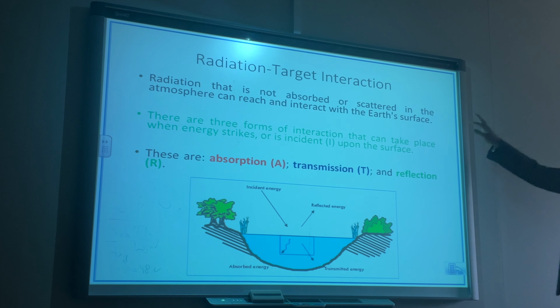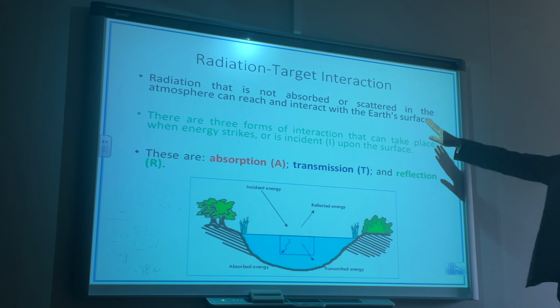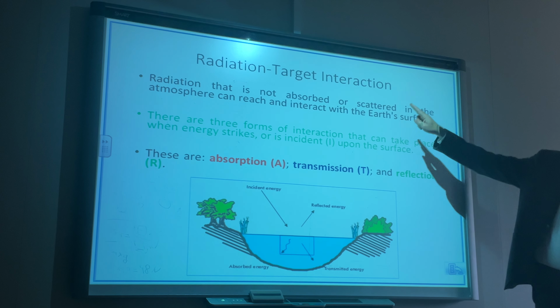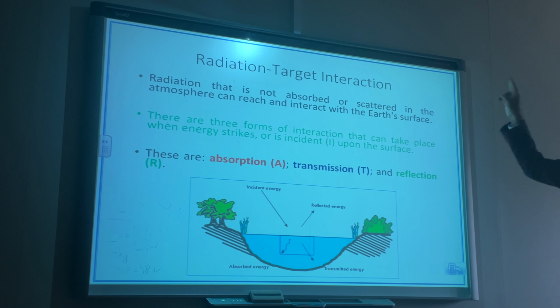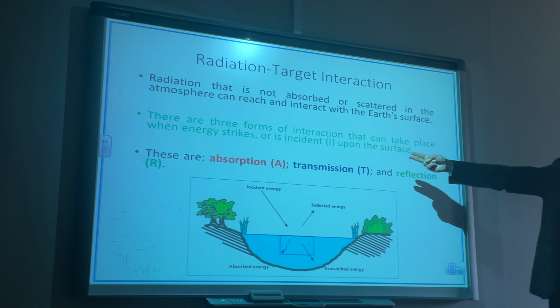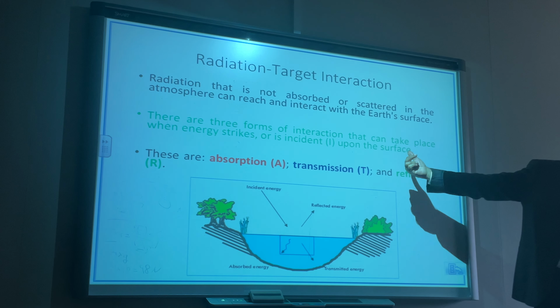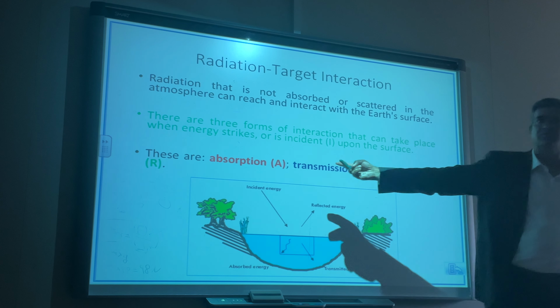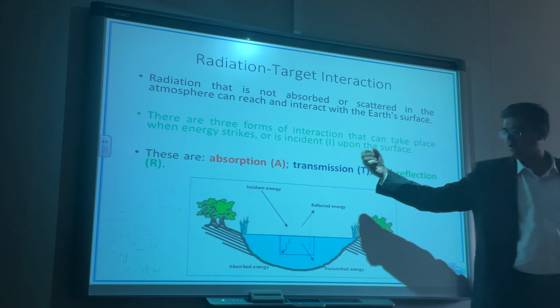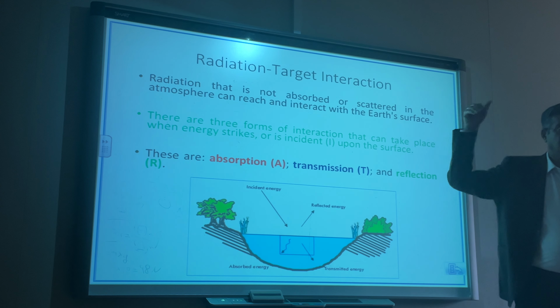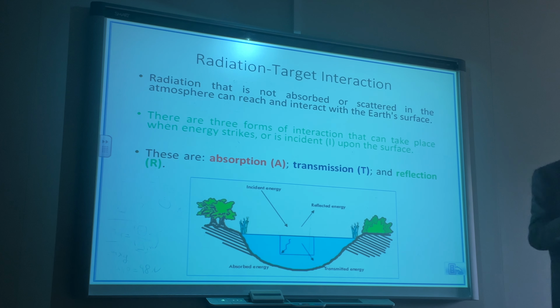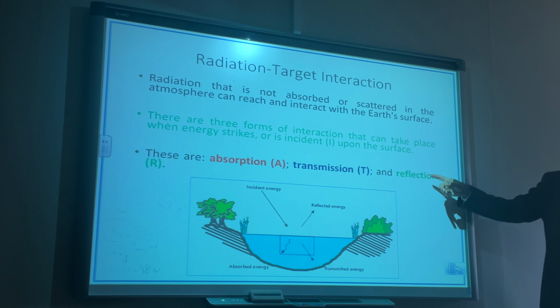Radiation that is not absorbed or scattered in the Earth's atmosphere can be transmitted through it, reach and interact with the surface of the Earth. Just this slide and then I will stop. There are three forms of interaction that can take place when energy strikes the surface. And what are the three forms? First one is absorption, it is absorbed. Second one is transmission, especially through a water body. And the third one is reflection.